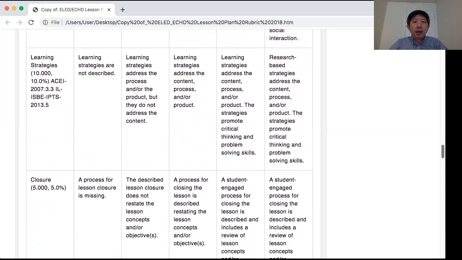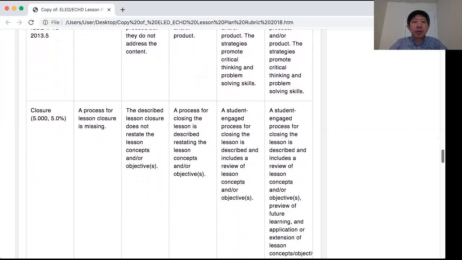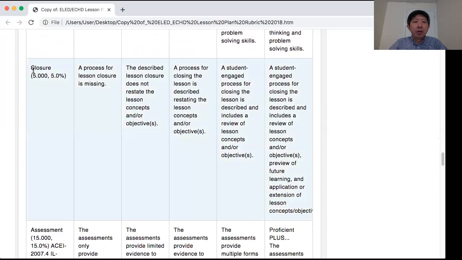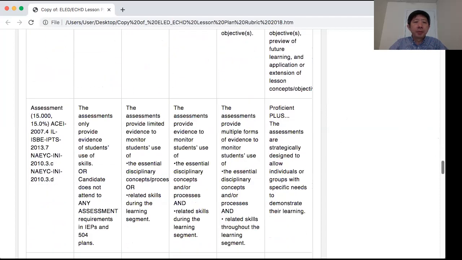And then next is learning strategies. What's the strategy you're going to use? You have to have a research-based strategy, okay? What's the strategy you're going to use for this lesson plan? And then closure. Closure is a kind of conclusion, where you review the lesson concept, objectives, and so on, okay?